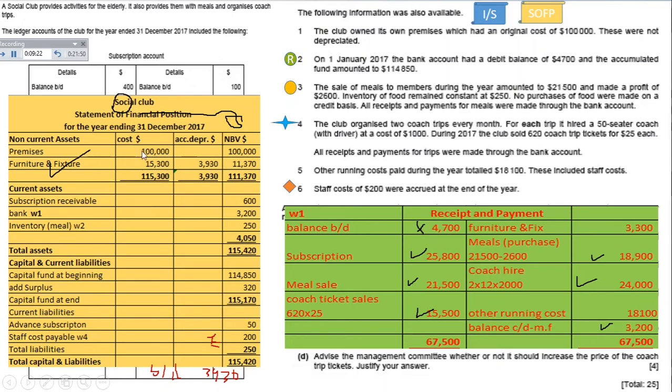And for premises, the cost is 1 lakh, or you can say 100,000. You don't have any accumulated depreciation, since the question is saying depreciation is not to be done. So you deduct this, you get 100 lakhs as your net book value. Then you add this 100 lakhs and 11370, you get $111,370 as the net book value, and the total accumulated depreciation is 3930. Total cost of non-current assets is 115,300. That's how we solve it.